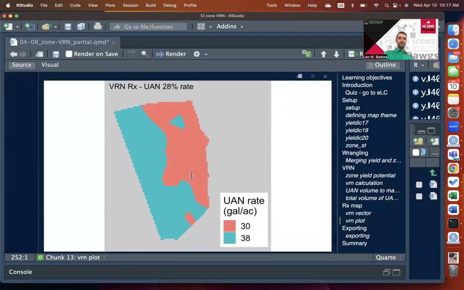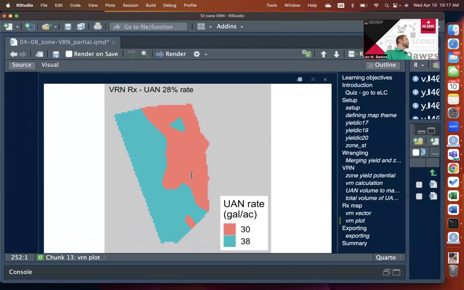If you just run that, this is what we see. So we have a map that was based on our zones, that we associated the zones with yield and determined the yield potential, used the yield potential to come up with how much nitrogen was required, and then determined the rate in UAN in gallons per acre for this field. So this would be a visual of this map, or of this prescription, that we're giving to this grower.